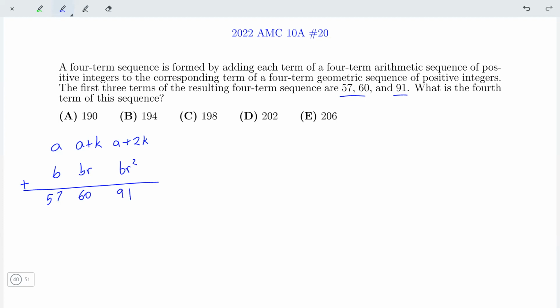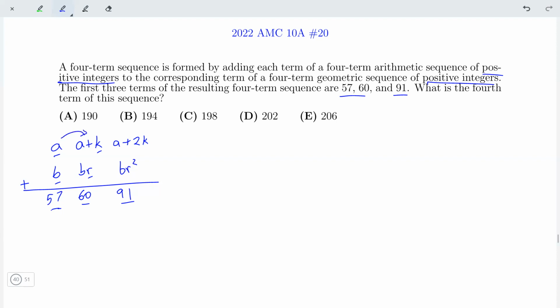Okay, we have four unknowns, a, b, k, r, and only three equations, right? With these sums, it looks like we have more unknowns than equations, so we expect lots of solutions to this system. But the key here is to observe that the terms are positive integers for both of these sequences. So that should limit the cases. So how do we use that?